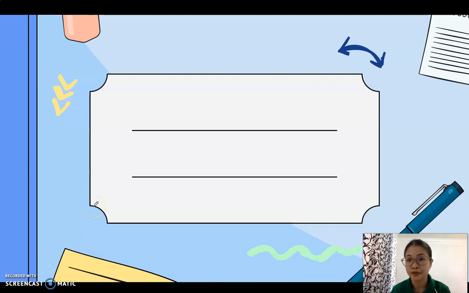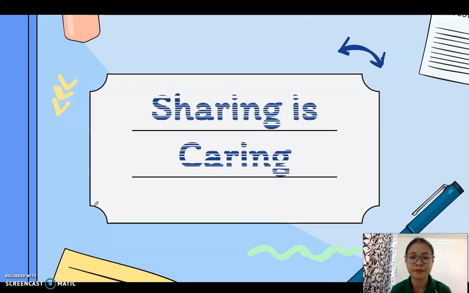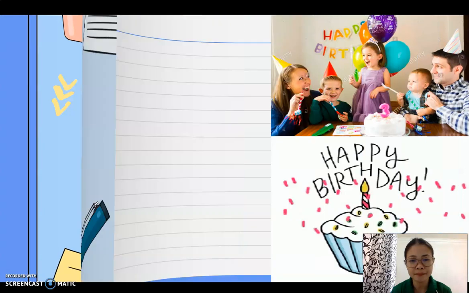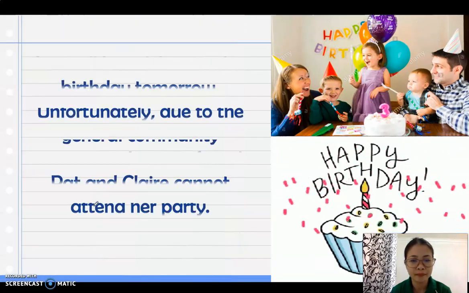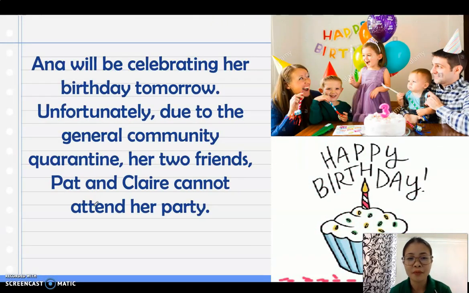So let's read the story for today about someone whose birthday is tomorrow. Sharing is caring is the title. Anna will be celebrating her birthday tomorrow.